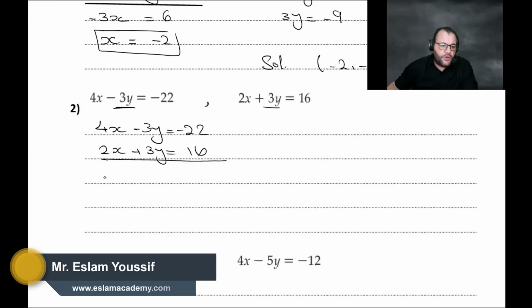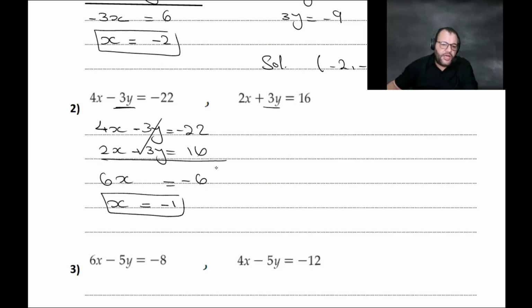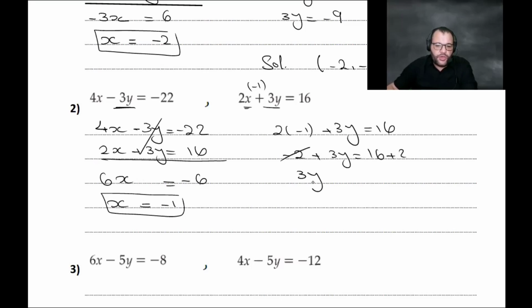By adding, now we have 6x, y cancels, and it equals negative 22 plus positive 16, which is negative 6. It means x equals negative 1. In one of the two equations, suppose I'm using the second one, 2 times negative 1 plus 3y equals 16. So negative 2 plus 3y equals 16. By adding 2, 3y equals 18, then y equals 6. So the solution now will be negative 1 and 6.